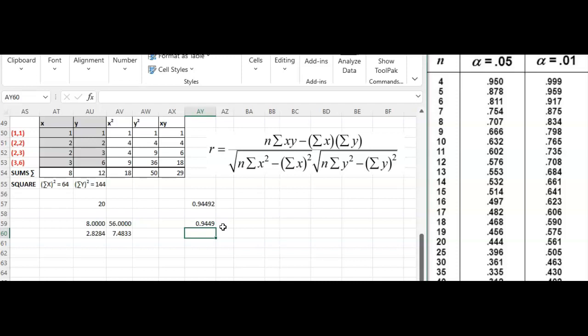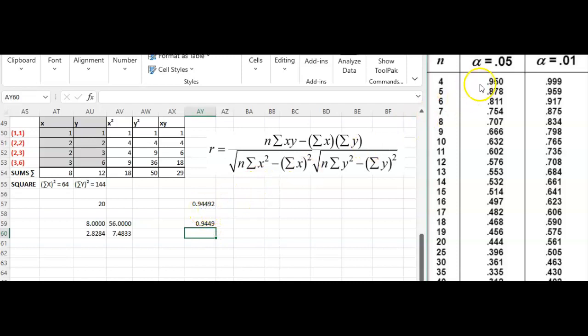And then the next step is to see whether or not this is significant at 95% or 99%. That significance is based on your sample size and the critical values in this table. The 0.05 corresponds to your 95% significance, and the 0.01 corresponds to your 99% significance. This R value needs to be greater than both of these or one of these to be considered significant.